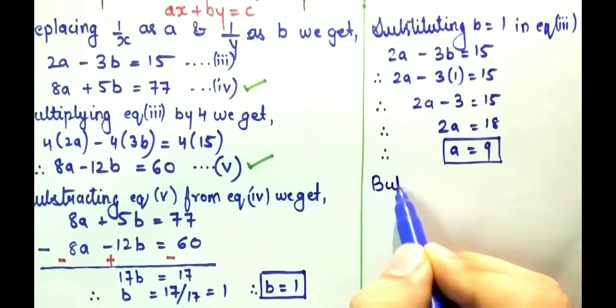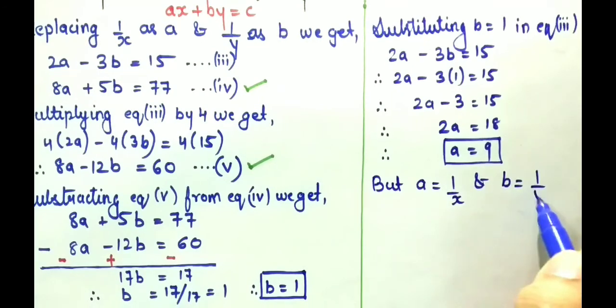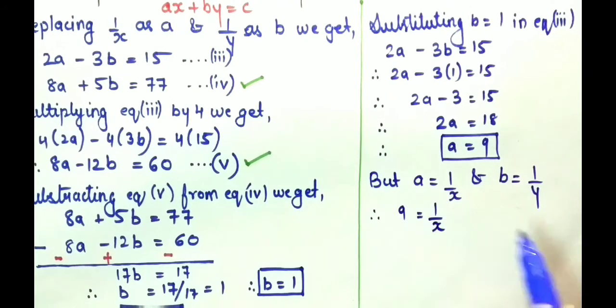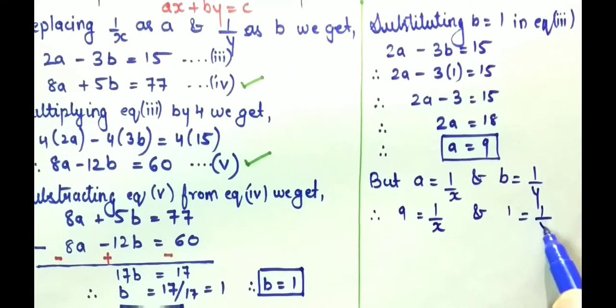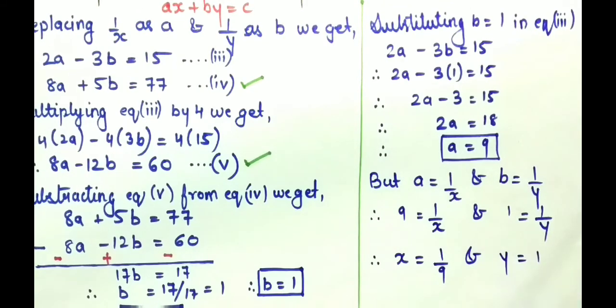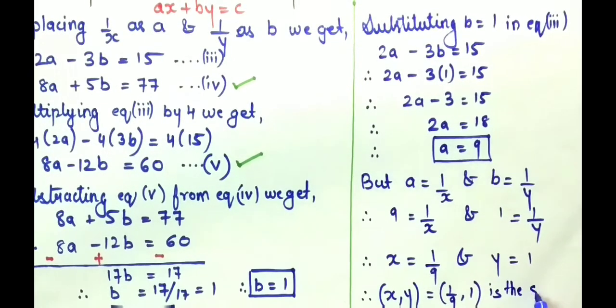Now I have acquired the values of a and b. However, my question asks me to derive the value of x and y. Therefore, I will be resubstituting these values as I replaced the x and y. Therefore, 9 is equal to 1 upon x and 1 is equal to 1 upon y, which gives me x is equal to 1 upon 9 and y is equal to 1. Now this is the solution of my equation. (x, y) is equal to (1 upon 9, 1) is the solution.